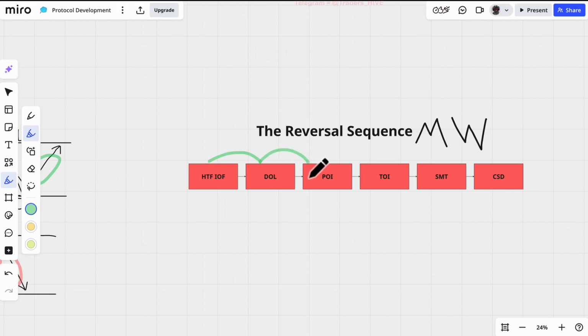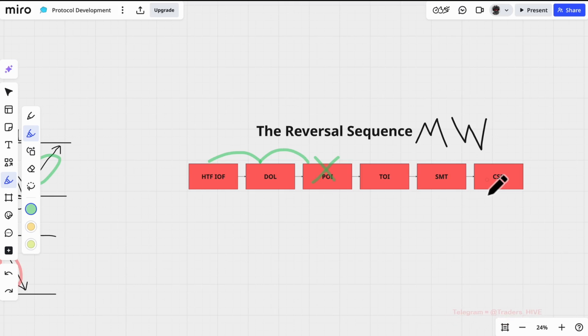If you're unable to define, for example, what your point of interest is, you're not going to say, hey, you know what, I'm going to continue to the time of interest and I'm going to continue looking for a trade. No, the whole sequence is built around every single step being well defined, every single step being predefined. And therefore, it doesn't matter if you can't see the POI, doesn't matter if you can't see the DOL, doesn't matter if you can't see the SMT or the CSD. If any of these steps is missing, you are not going to find yourself in the right environment.